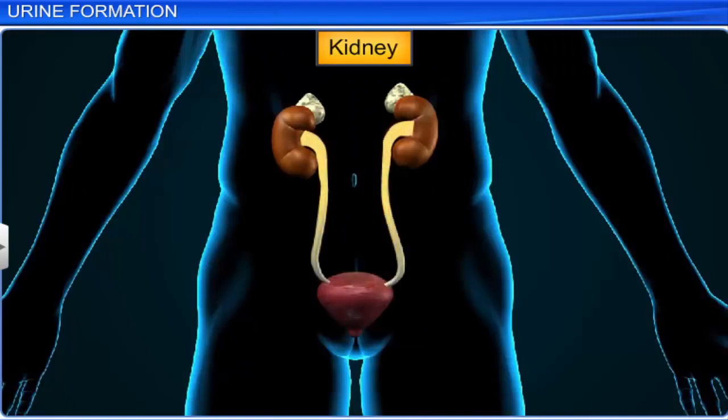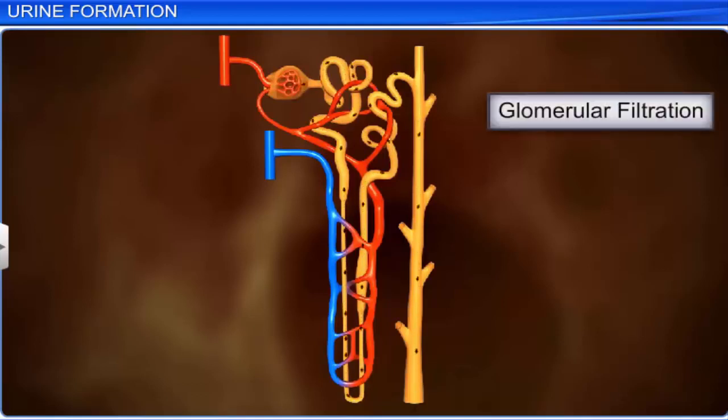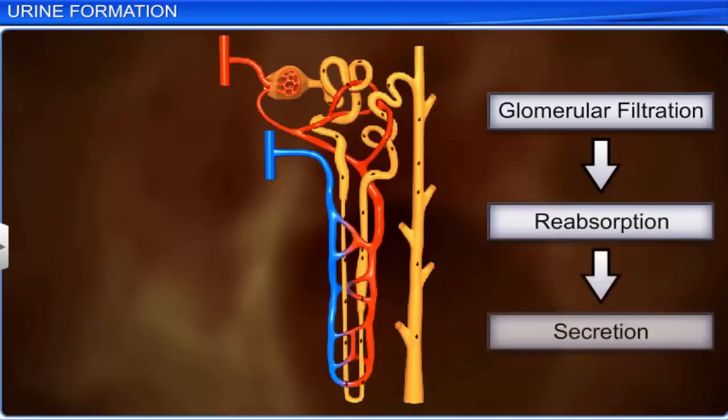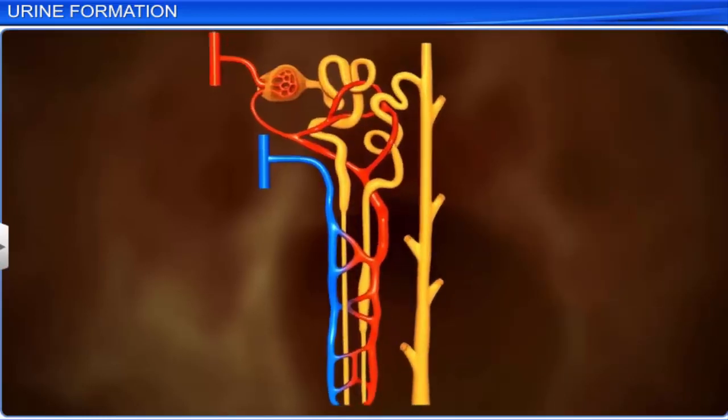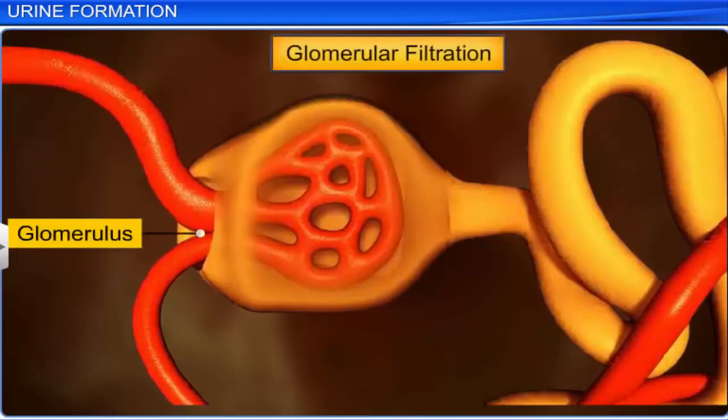The kidney is the major excretory organ in humans, and one of its primary functions is urine formation. Each kidney contains about 1 million nephrons, which are the basic functional units of the kidney, and help in urine formation. Urine formation involves 3 major processes, namely glomerular filtration or ultrafiltration, reabsorption, and secretion. The first step in urine formation is the filtration of blood, which takes place in the glomerulus, and hence the name glomerular filtration.